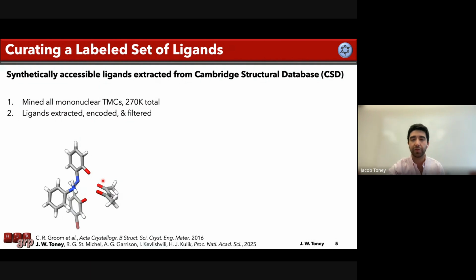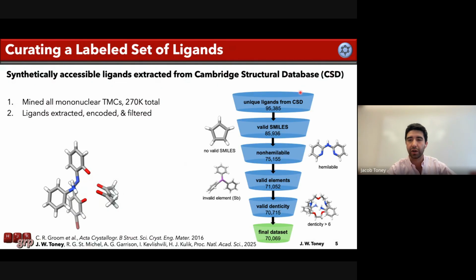Then we passed them all through a graph hashing algorithm, stored only unique entries, and filtered them according to key chemical filters, some representative ones of which are shown here. First, we looked only at unique entries, which gave us a little over 95,000 ligands. We looked at only the ones for which you could write a valid SMILES string, which is just a canonical representation of the connectivity of a molecule. Being able to write a valid SMILES indicates that the connectivity is well resolved and it's a good quality crystal structure. That took out just under around 9,000 structures.